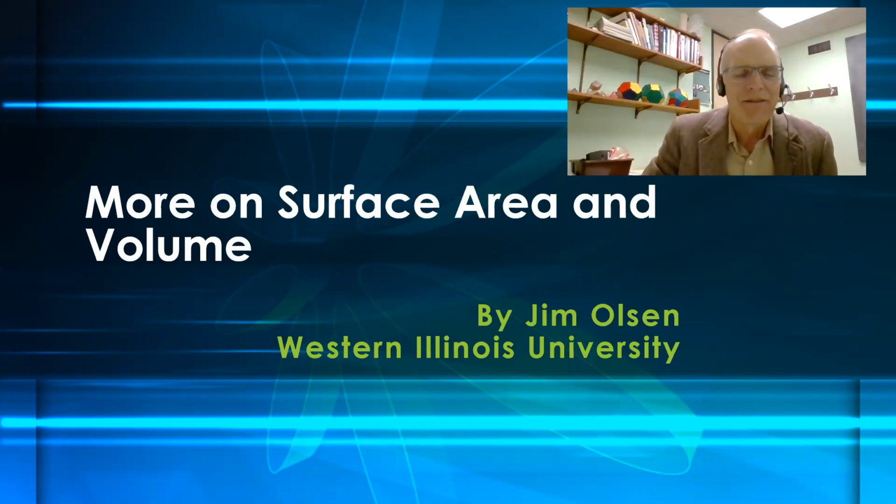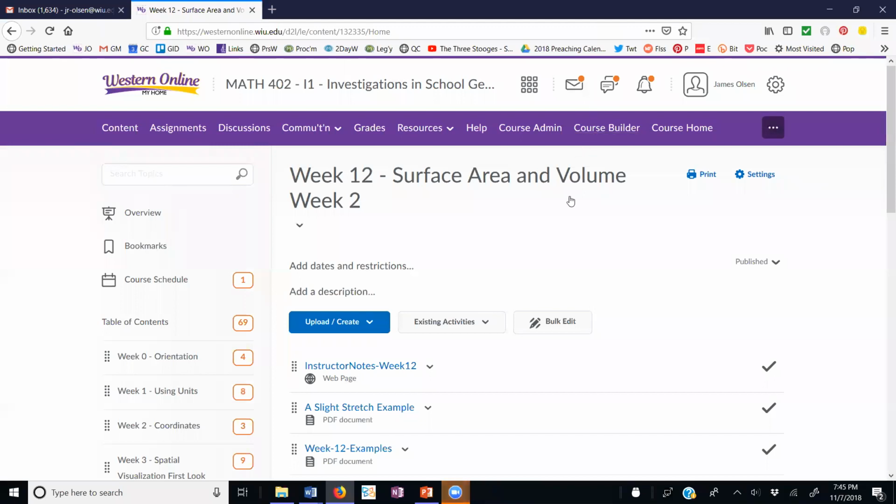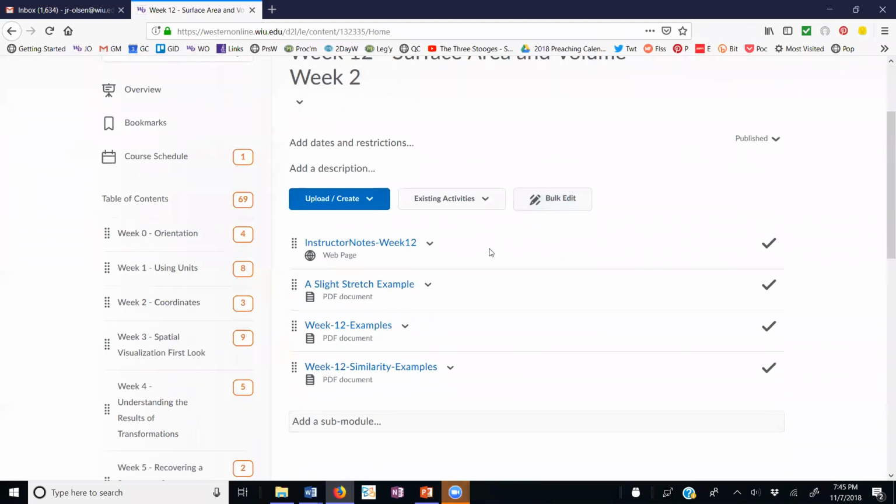Hello, this is week 2 on surface area and volume. You need to go over to the week 12 content area and download and probably print out the instructor notes, the slight stretch example, the week 12 examples, and the week 12 similarity examples.